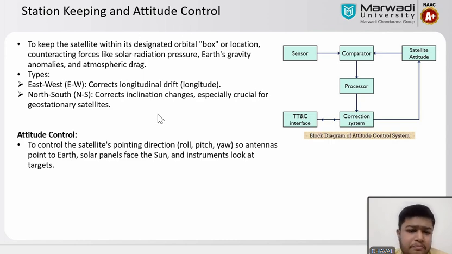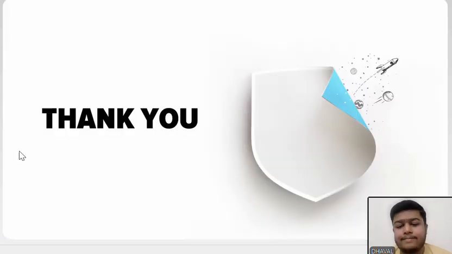What is attitude control? Attitude control is to control the satellite's pointing direction so that antennas point to Earth, solar panels face the sun, and instruments look at the target. Here you can see the whole attitude control system block diagram. From the sensor it goes to the comparator, from there to the processor, to the correction system, the TT&C interface, and back to the satellite attitude, continuing the cycle. So this was all about satellite communication. Thank you.